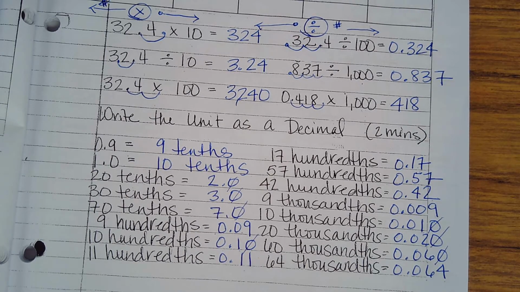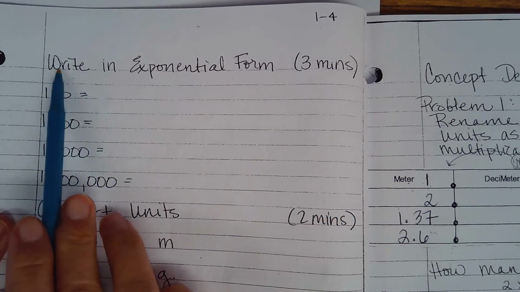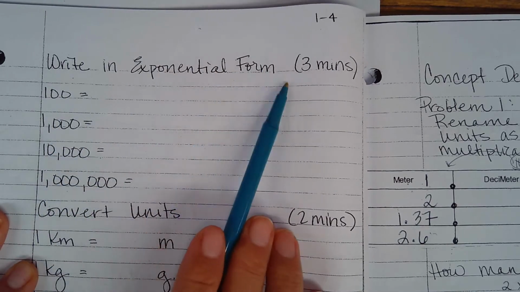All right, hopefully you did well. Our next part of our fluency practice is to write each one of these numbers in exponential form, 10 to the what?